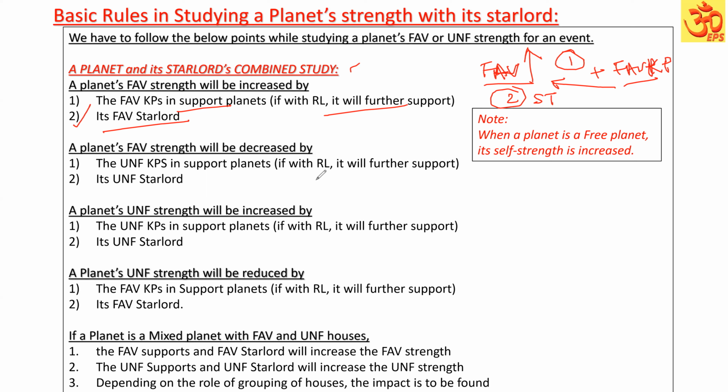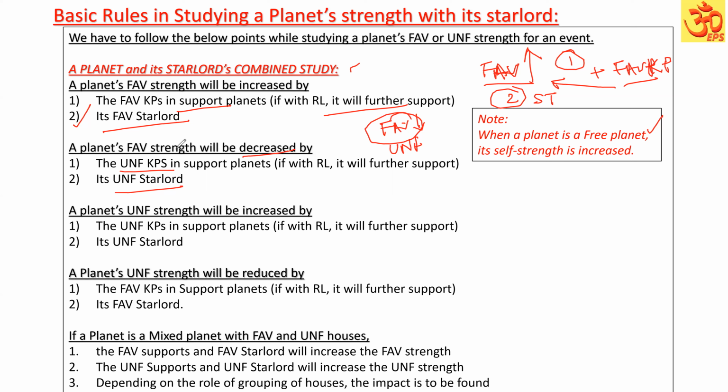I hope you have understood. Now the strength of a favorable planet can be decreased by an unfavorable key planet in its supports and also by an unfavorable star lord. The planet is favorable, the star lord is unfavorable, so that planet's favorable strength is going to be reduced based on the signification. That impact level will vary. Suppose the planet is a free planet with some self potential; automatically the strength of that favorable planet will be strong. You have to keep that in mind.